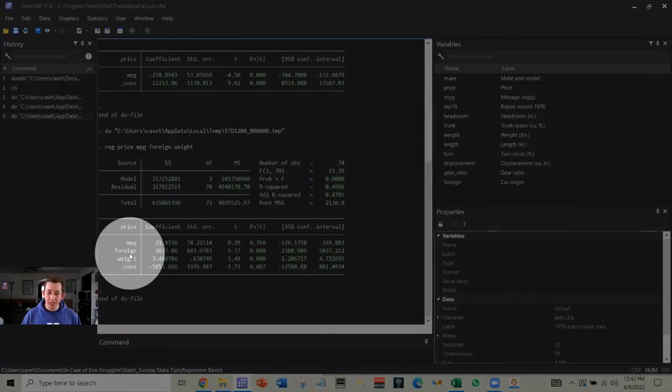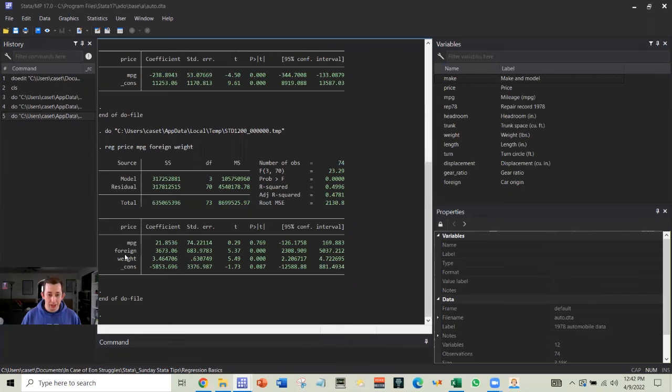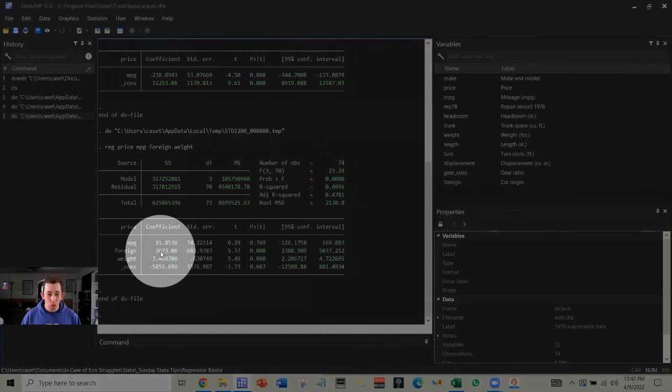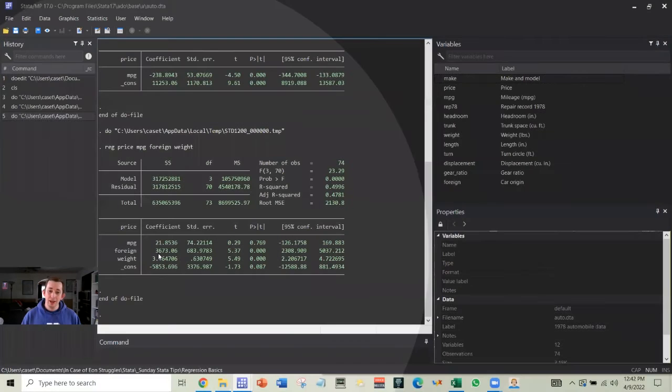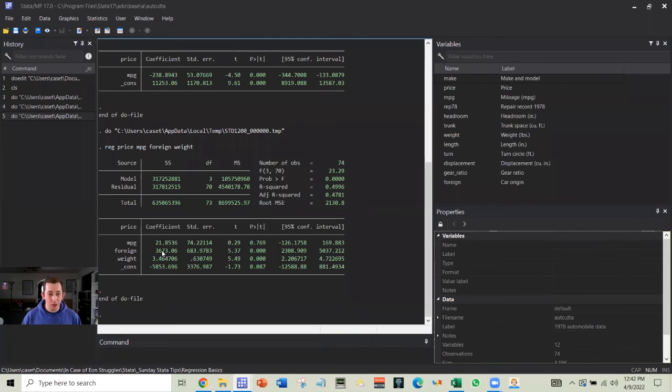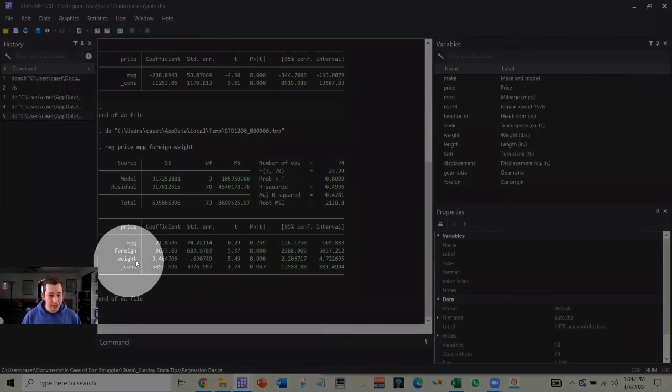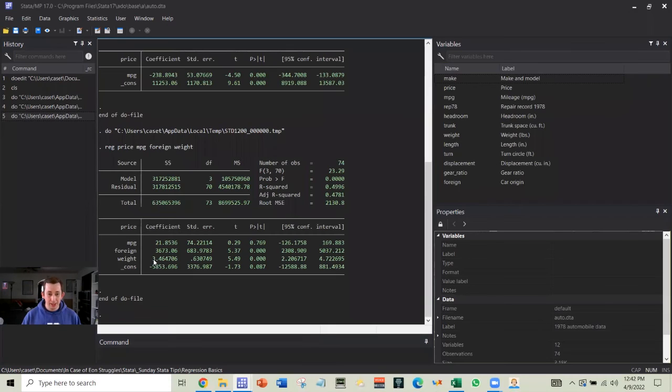This foreign is a 1 or 0 variable. So this just says if I take two cars, same miles per gallon, same weight, but one is foreign and one is domestic, I expect the foreign car to cost about $3,700 more, and that is significant. The weight says that, well, if I take two cars, same miles per gallon, same foreign domestic status, one car is 1 pound heavier, I would expect the car that is 1 pound heavier to cost about $3.50 more than the car that is a pound lighter.